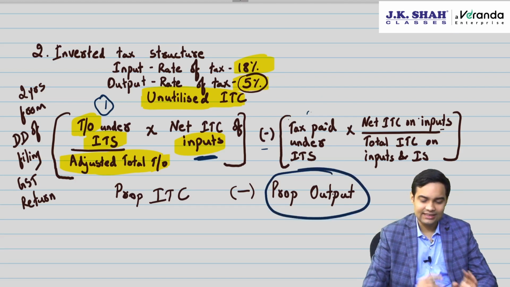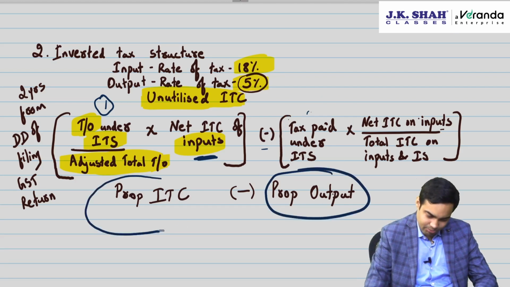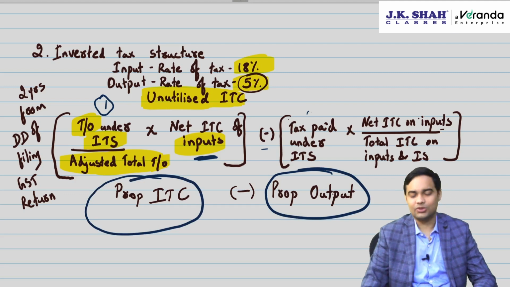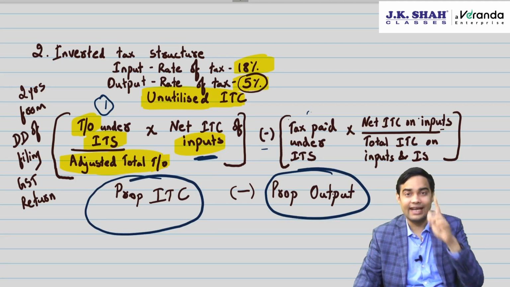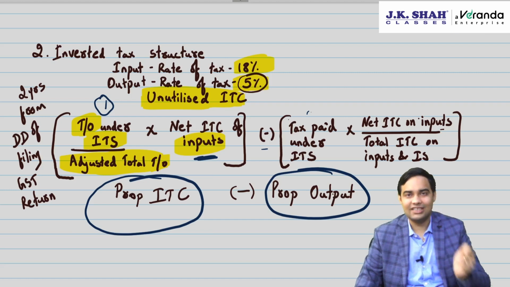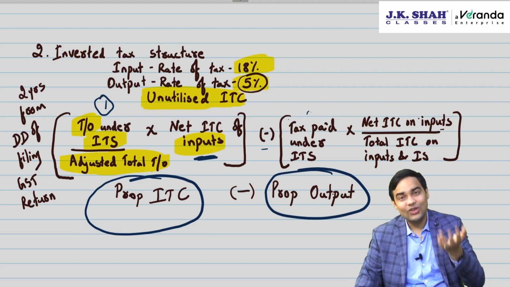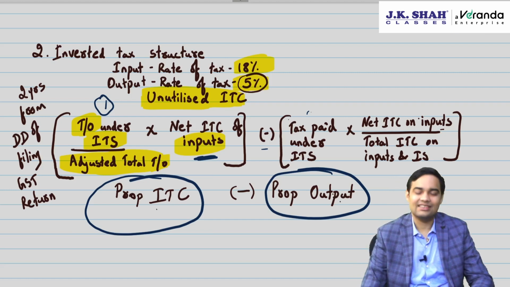If you see, this formula is nothing but proportionate ITC minus proportionate output, because when you want to calculate tax payable, what do you do? Output minus ITC. When you want to claim a refund, ITC minus output.